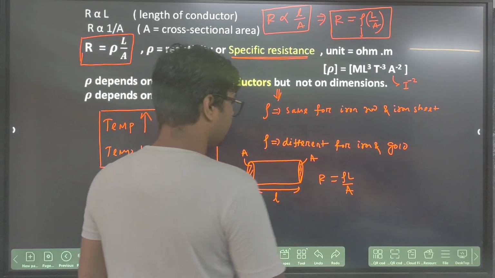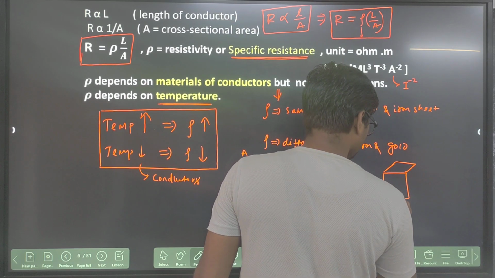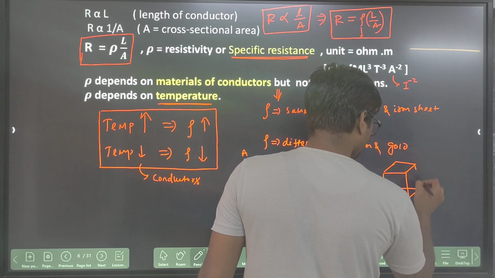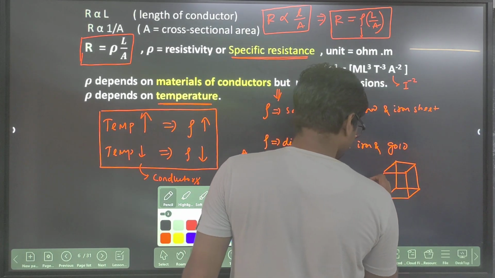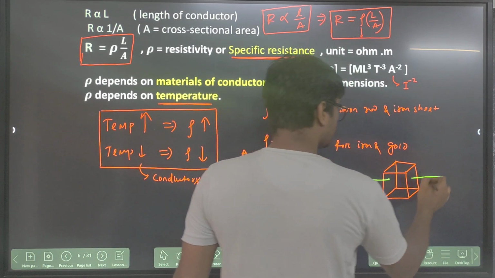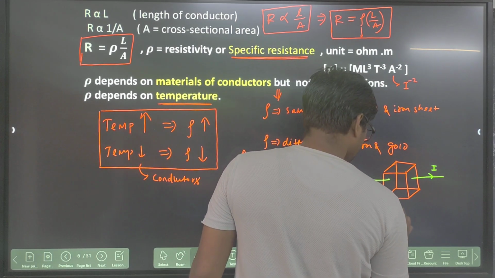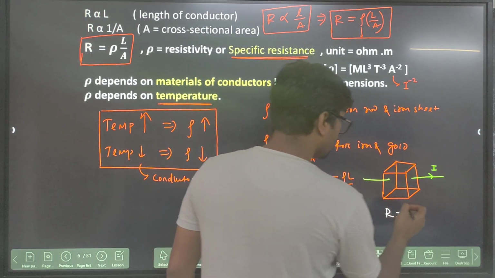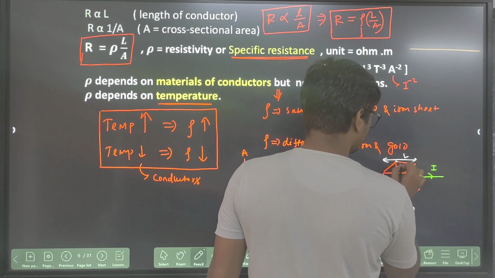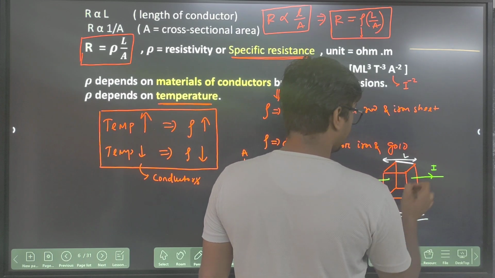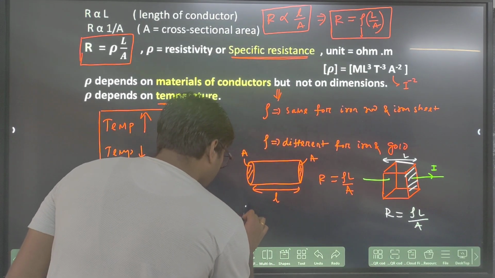Clear? So if I take a 3D shape like this, and the current is flowing along this direction, and someone asks for the resistance, you will tell the resistance equals rho L divided by A. You have to take this side length as L, and this cross-sectional area as A. Clear? Now I will take another example.